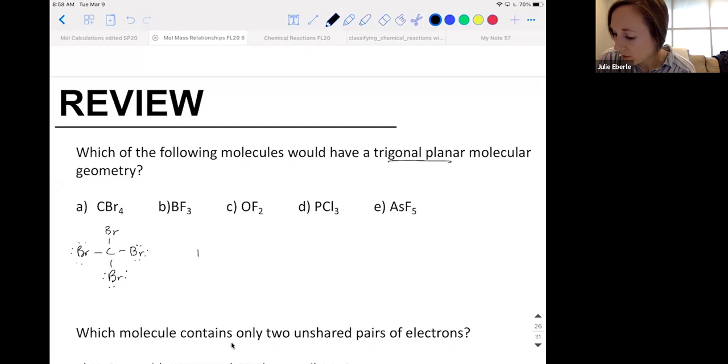Next, BF3. Sorry, Br is bromine, B here is just boron. You've got your lone pairs on these fluorines, but remember, you don't count lone pairs on the perimeter atoms. You only count lone pairs as a charge cloud if they're on your central atom. So this boron just has three bonds, 1, 2, 3. That's 3 charge clouds, no lone pairs, and so that would be trigonal planar.